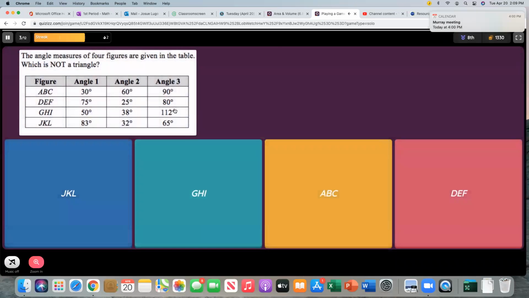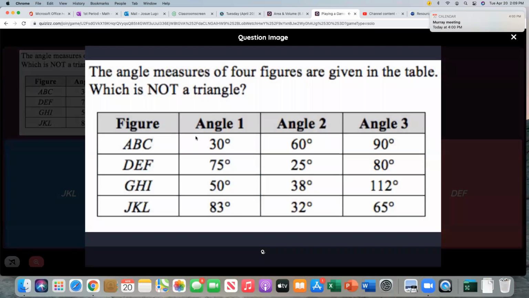All right, moving forward. Finally, this is another review from yesterday. It's asking, given these angle measurements, which one is not a triangle? Please remember that in a triangle, the measure of all the angles should equal 180. So 30 plus 60 is 90, plus 90 is 180. So yes, that one works. In DEF, 75 plus 25 is 100, plus 80 will equal 180. So yes, both of these are triangles.